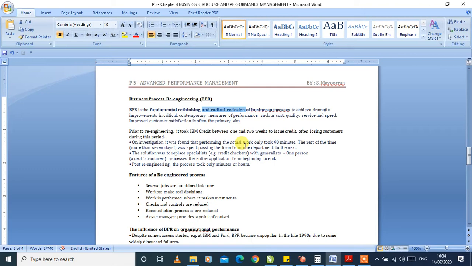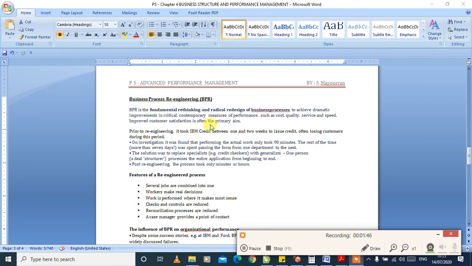So it might be a cultural change. It might be a complete change of your organizational structure. It might be a complete change of your processes, how you are doing things, right? To achieve a dramatic improvement in critical contemporary measures of performance, such as cost, quality, service, and speed. So point number one, radical change. Point number two, improved customer satisfaction is the primary aim.